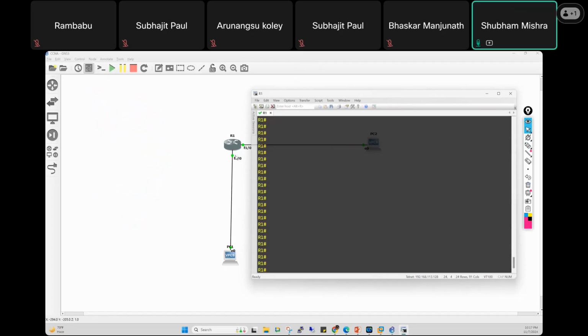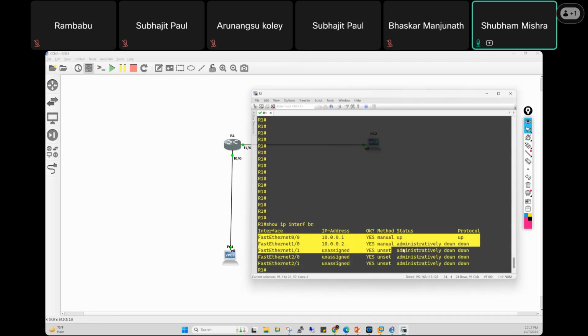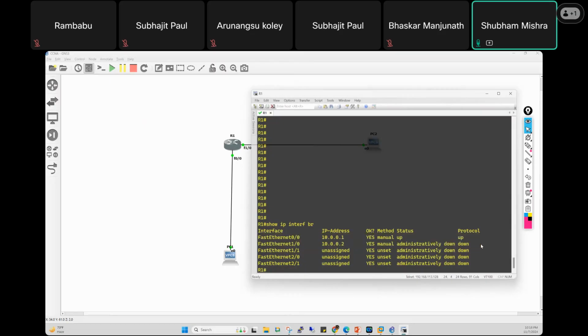Guys, tell me one thing. On this router, we already assigned the IP address, right? Yes or no? On this interface, FastEthernet 0/0. I am writing the command: show ip interface brief. See here, on 0/0 and 1/0 we assigned the IP address. Yes or no?